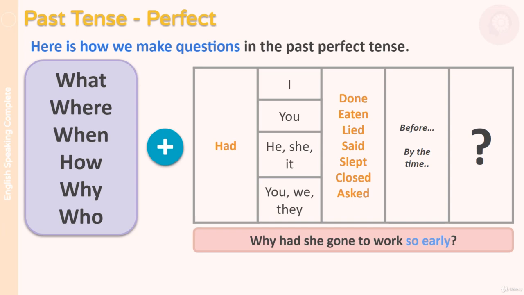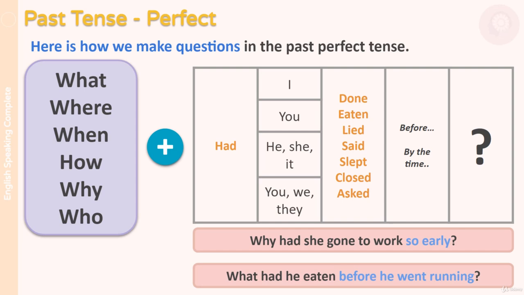Why had she gone to work so early? So I'm not really talking about two events here, but it's still in the past perfect form. Why had she gone to work so early? Maybe before she needed to. If she needed to leave at 8:30, that was maybe her alarm to leave. Why had she gone to work so early before this time? So I suppose there are two events here.